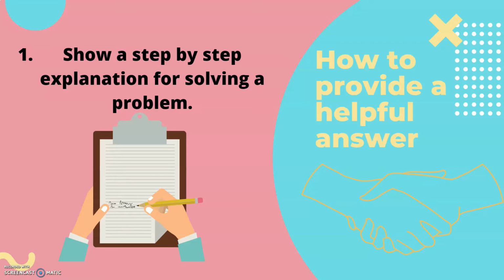How to provide a helpful answer. Number 1. Show a step-by-step explanation for solving a problem. You are going to break down your process to show students how you arrive at the answer. This is especially useful for science, technology, engineering, and mathematics solutions.